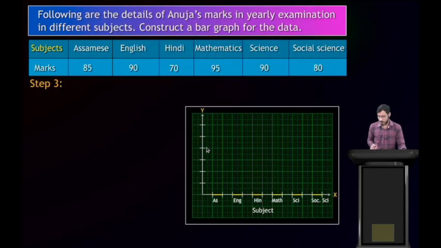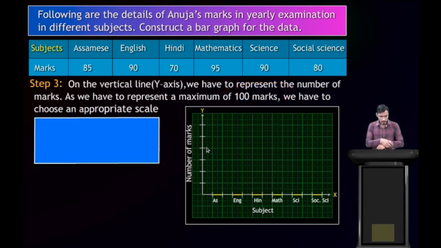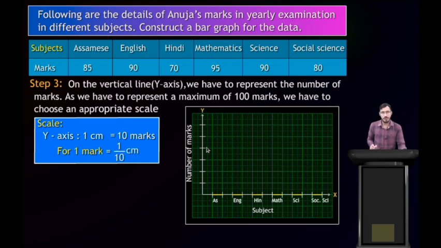And on the y-axis, step 3, what will we do? On the vertical line, that is the y-axis, we have to represent the number of marks. As we have to represent a maximum of 100 marks, we have to choose an appropriate scale. So there are 100 marks here. We choose a scale on the y-axis of 1 centimeter equal to 10 marks. That means for 1 mark, it is 1 by 10 centimeter.